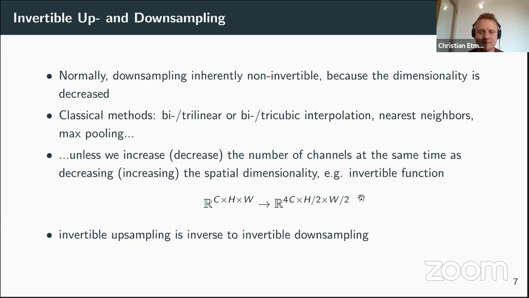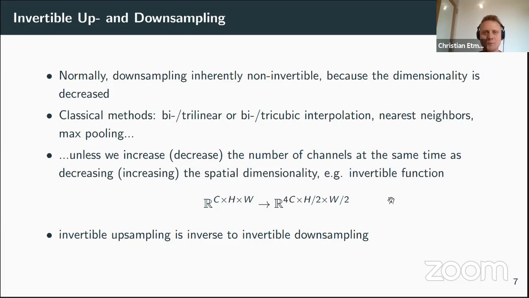And the idea is now that if we increase the number of channels at the same time as we decrease the spatial dimensionality, that is the resolution in each channel, we can construct an invertible function. For example, if we have C layers, height h and width w, then what we could do, if we halve the spatial dimensionality in the height and the width, then we need to quadruple the number of channels.